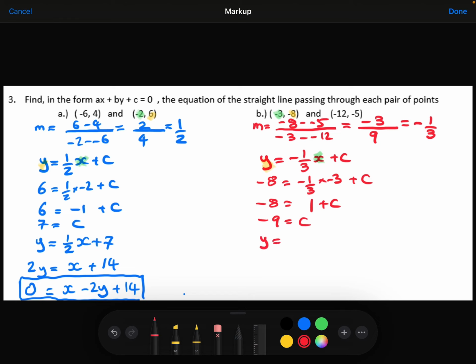So I can now say y equals mx plus c. I don't particularly like these fractions and negatives though, and again I do need to write it in this form. So I'm going to multiply both sides by 3 to get rid of this fraction. So I'll get 3y is equal to minus 1x minus 9 times 3. And then I'm going to add the x and the 27 to both sides, so I'll get x plus 3y plus 27 is equal to 0.